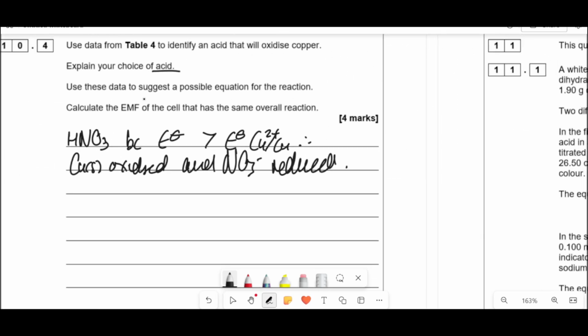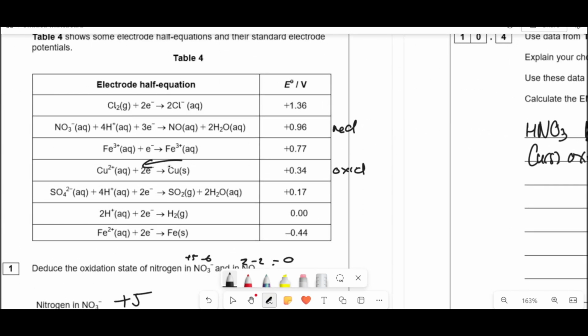The next bit then is to use this data to suggest a possible equation for this reaction. So if this is being oxidized, it's going this way. If that one's being reduced, it's going that way. Now we have 2 electrons here.